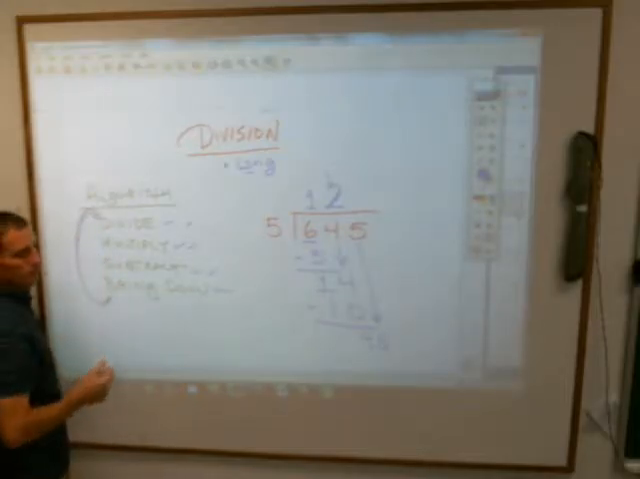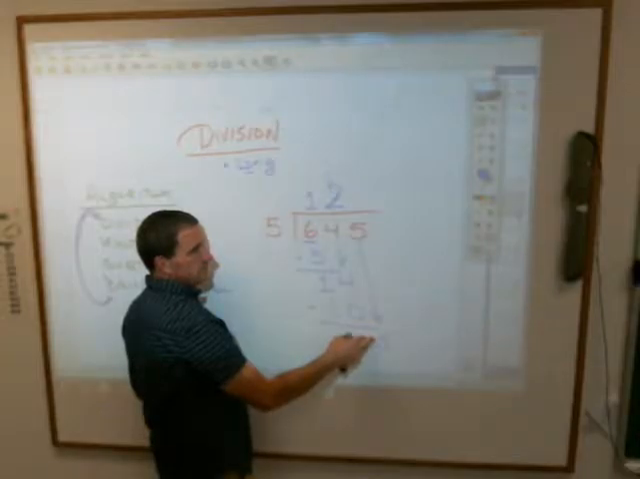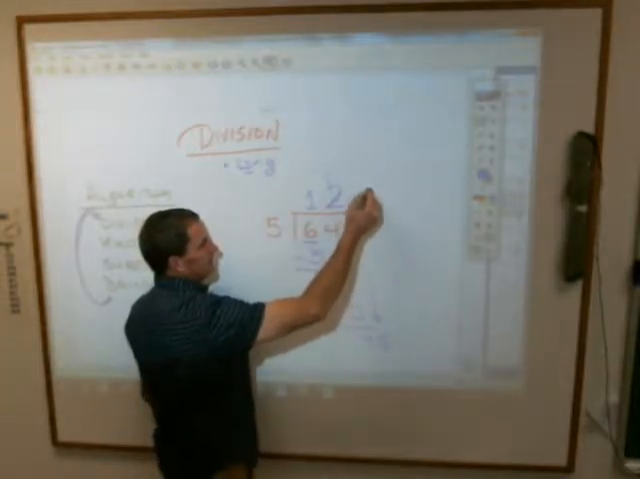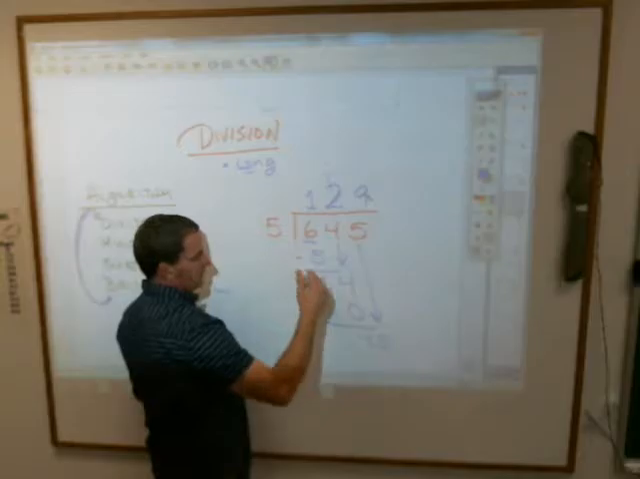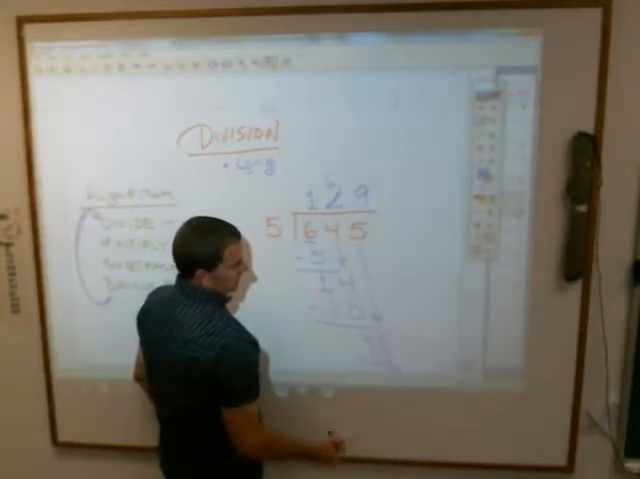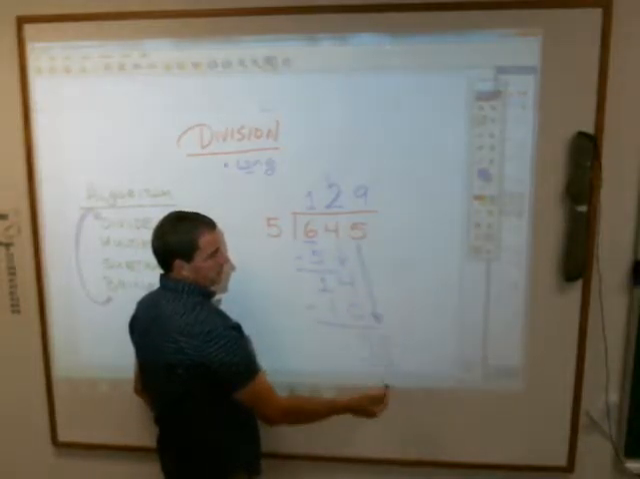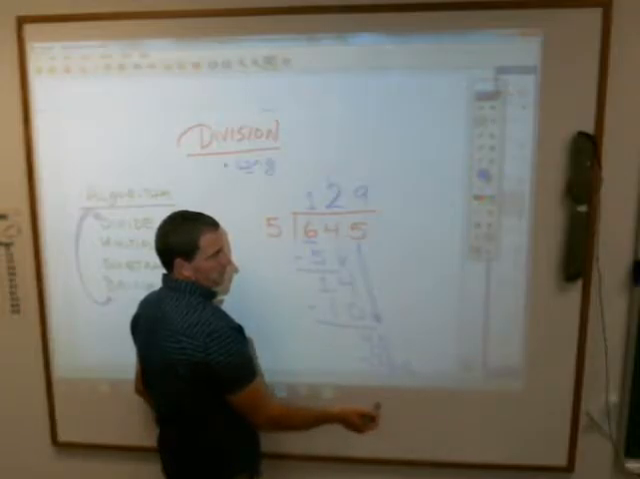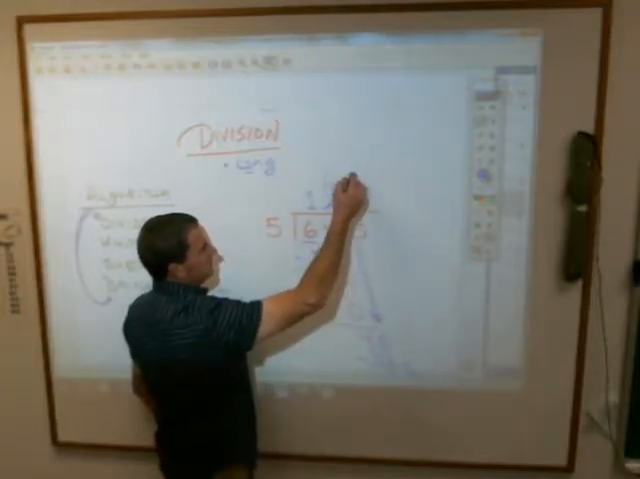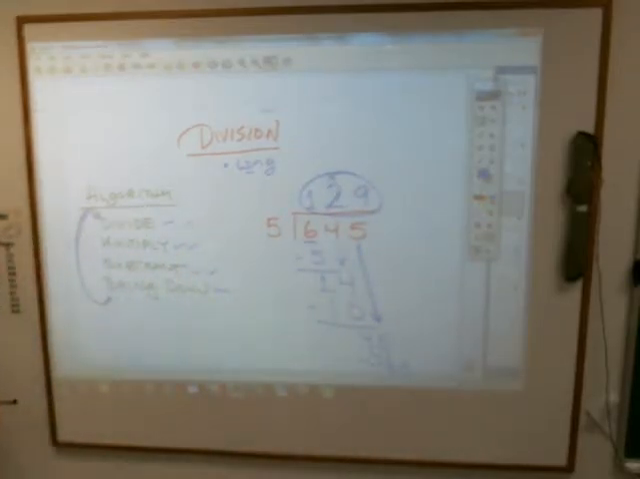How many times does 5 go into 45, Madison? 9 times. 5 times 9 is 45. I subtract. When you have nothing left to bring down, you know you are done. This is either your remainder, or it goes in evenly, and there is the answer, 129. Correct? You did this all last year.